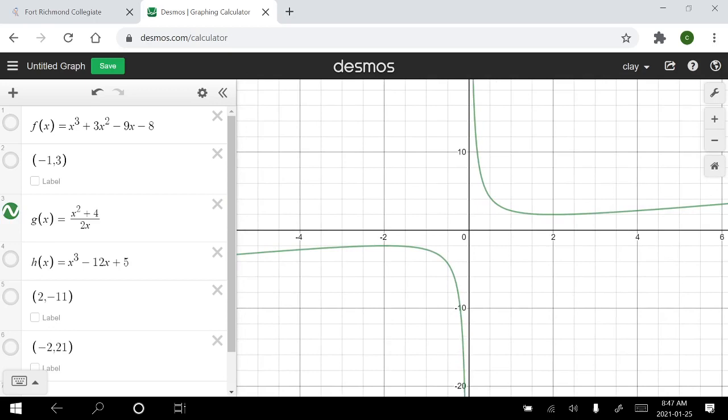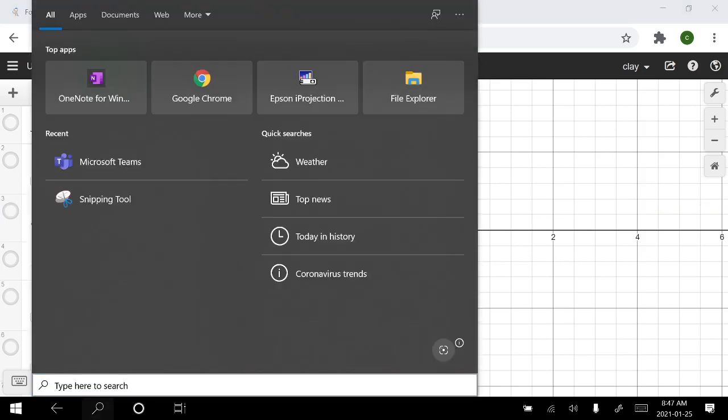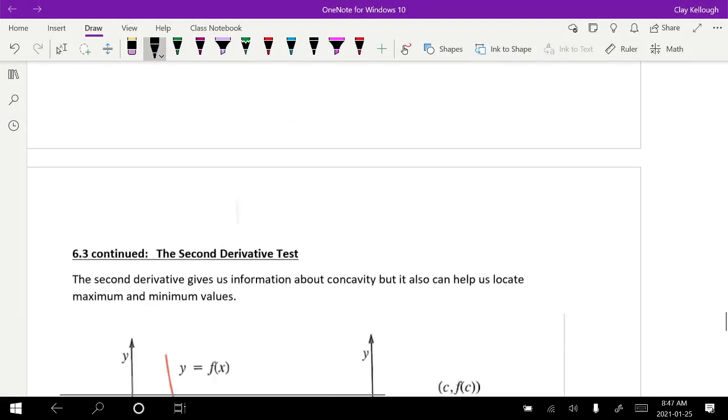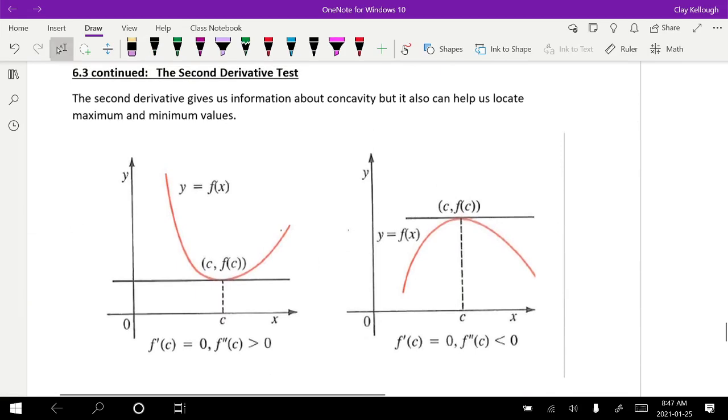All right. Let's go back to my notebook. There we go. So that was example 2. And then just a quick summary here. The second derivative test tells us about concavity, but another thing it can do is help us determine where I have maximum and minimum values.